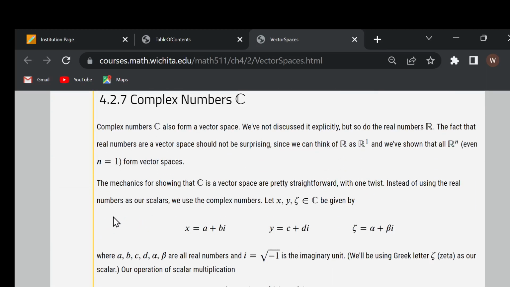And isn't the set of complex numbers a two-dimensional vector space? Right, the sum of two complex numbers is a complex number, and a real multiple of a complex number is a complex number. There's a 0 plus 0i. But it takes a list of two numbers, right? An a and a b. So it's a two-dimensional vector space.